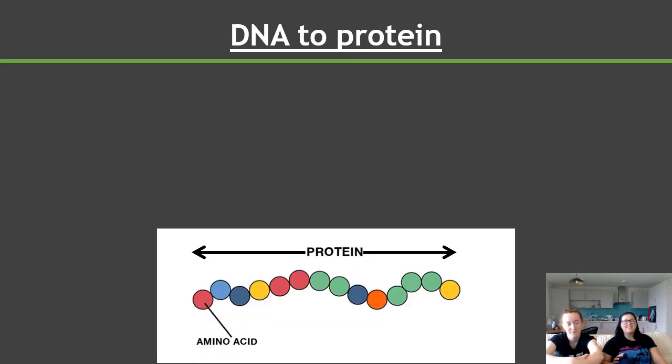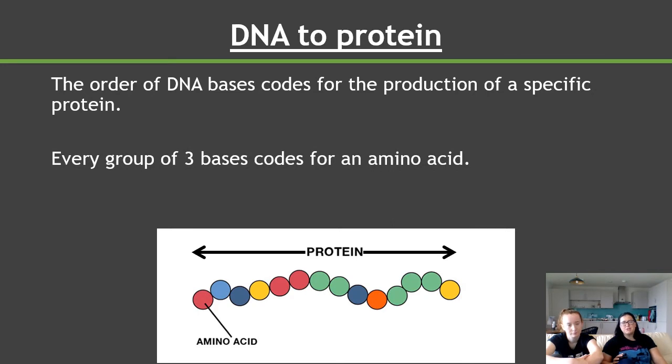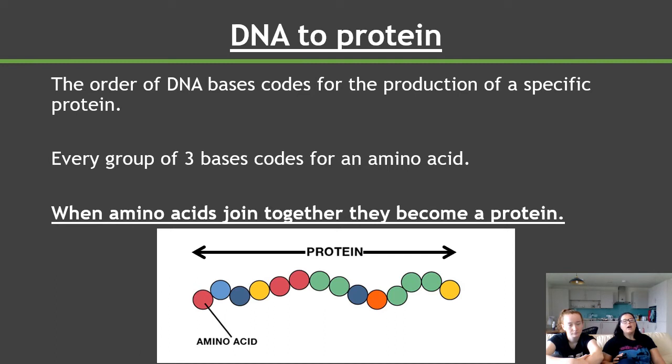It's fine. Okay, so the order of the DNA bases codes for the production of a specific protein. Different order of bases, different protein. Every group of 3 bases codes for an amino acid. That's a higher idea, so you don't need to worry about that too much. But when the amino acids join together, they become a protein. So if you look at this picture down at the bottom, is all those individual units. Those are all amino acids chained together, make a protein.